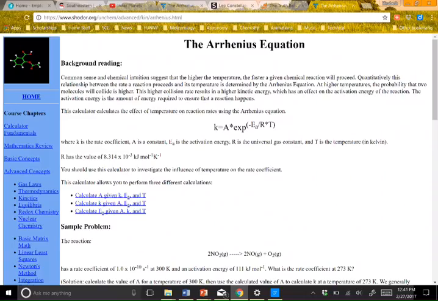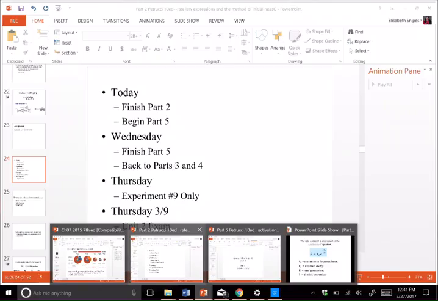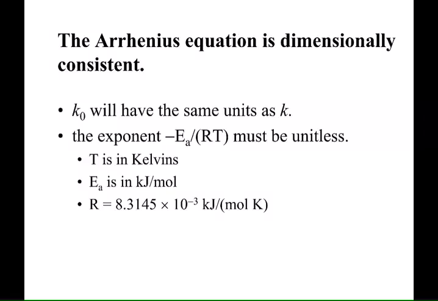Okay. Back to the notes. So the Arrhenius equation. K0 will actually carry the units of K. Remember, K0 and A star or A0 are the same thing.